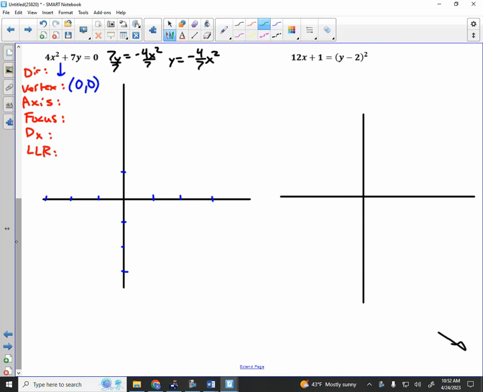I'm going to plot my vertex at 0, 0. Axis of symmetry is going to divide it in half. It will be a vertical line right down the middle. I call that x is equal to 0. In order to find the focus, the directrix, and the length of the latus rectum, what do I need to determine? P. So a, or negative 4/7, is equal to 1/4p. I cross multiply, I get negative 16p is equal to positive 7, or p is equal to negative 7/16.